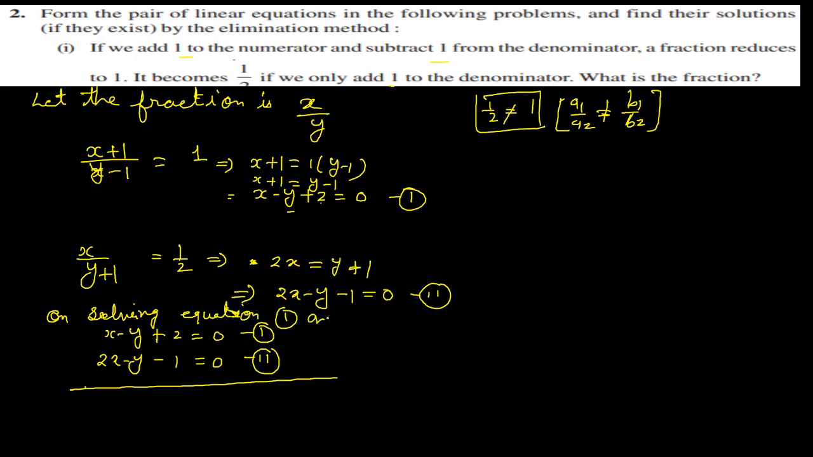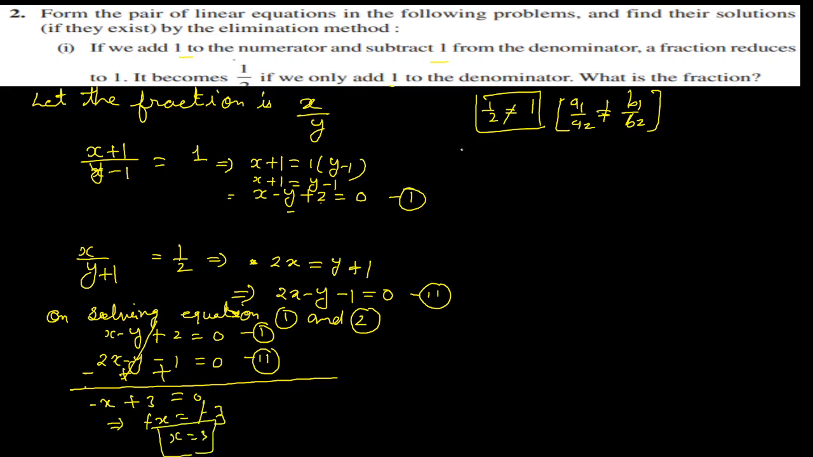On solving equations 1 and 2, here you will get minus x plus 3 is equal to 0, which implies that minus x is equal to minus 3, or x is equal to 3.